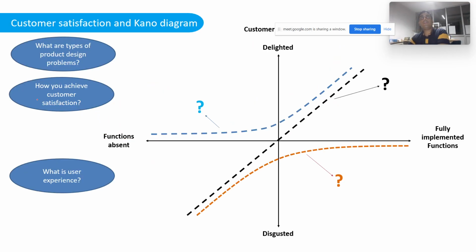So for week four lectures we need to understand a few follow-on concepts. One is customer satisfaction. Do you know what is Kano diagram? You can use the message box to reply to my questions or you can use the mic.